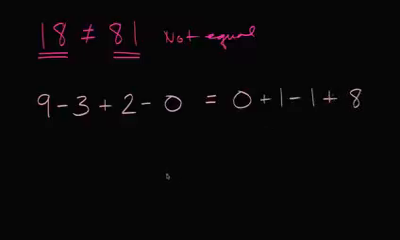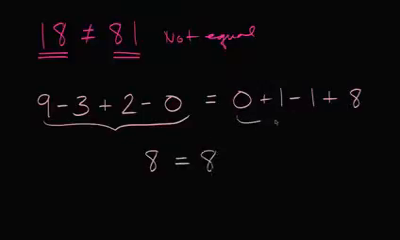Is this true? Well, let's figure out what the left-hand side is. See, 9 minus 3 is 6, plus 2 is 8, minus 0 is 8. So if I were to compute it, that's equal to 8. And on the right-hand side, I have 0 plus 1 minus 1. Well, 1 minus 1 is 0, so this is all going to be 8. So this is true. 8 equals 8. This is another way of writing 8. 9 minus 3 plus 2 minus 0 is 8. And this is also 8.